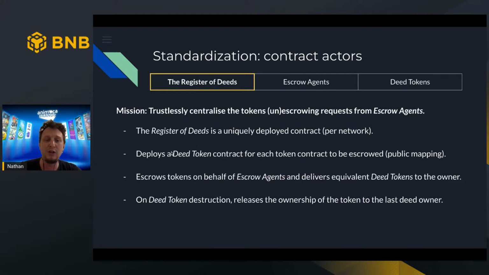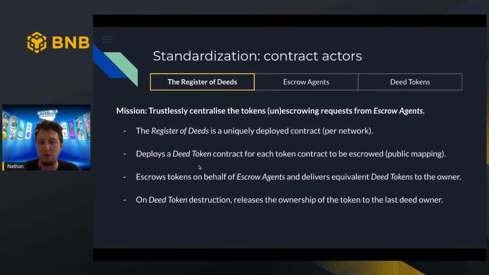What it will do is deploy a deed token, which is like this kind of X prime container, a deed token contract for each of the underlying contracts that you want to escrow. So say I want to escrow a Bored Ape NFT token, right? The register of deeds would deploy an equivalent NFT contract, which would be Bored Apes Prime, and make the mapping between these two NFT contracts publicly available.